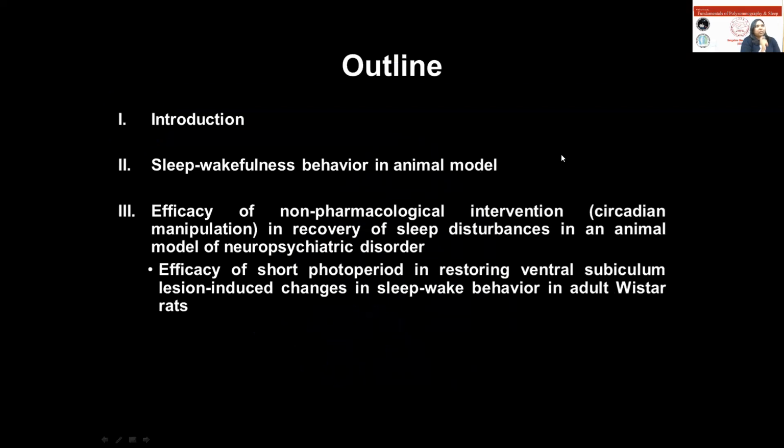So the outline for the talk is that we briefly get into the introduction of the topics to be discussed, and we'll look into sleep wakefulness behavior in animal model, and also discuss efficacy of non-pharmacological intervention, such as circadian manipulation in the recovery of sleep disturbances in animal model of a neuropsychiatric disorder.